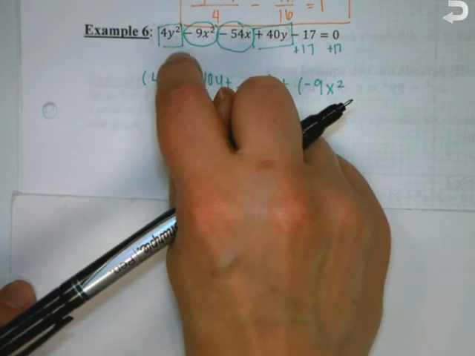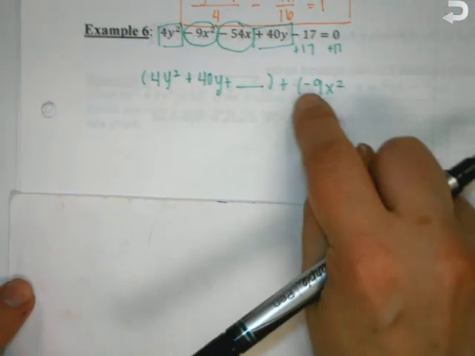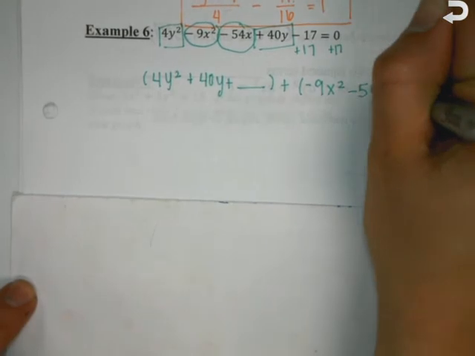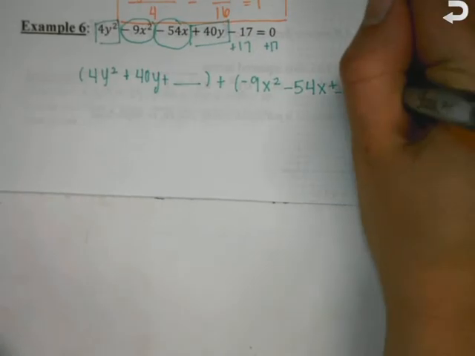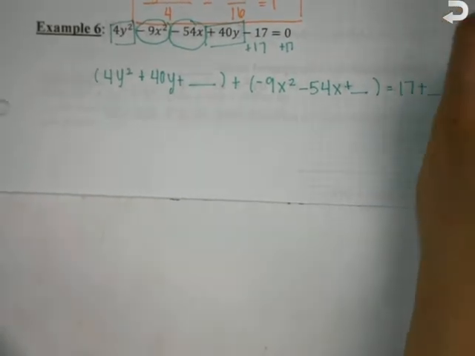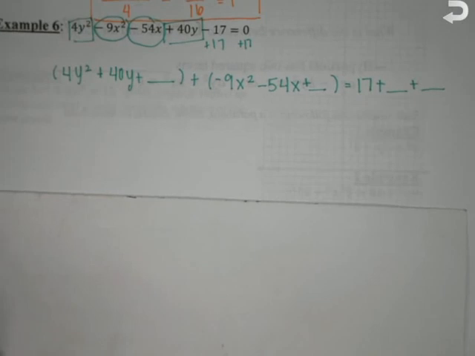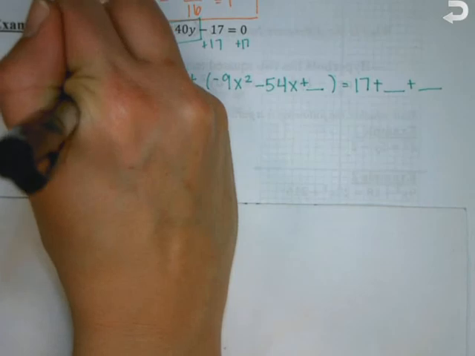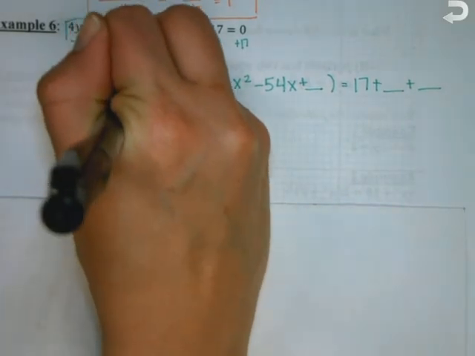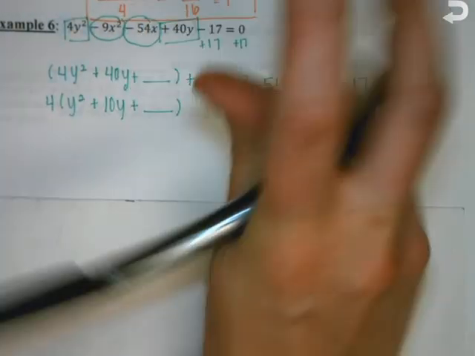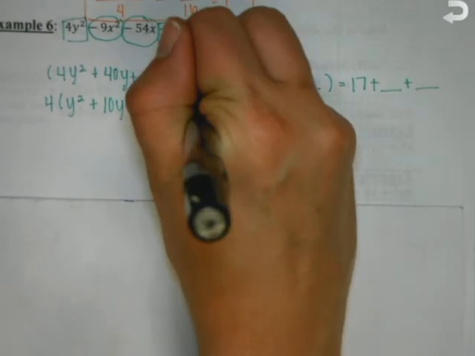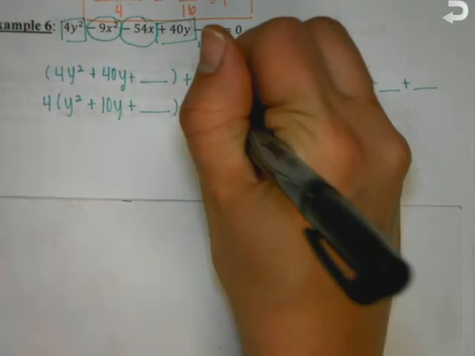Okay. Now what do I want to do? Take out the 4. So that's going to be y squared plus 10y plus blank. And then what do I want to take out here? This is where the negative comes in. So I'm going to take out the negative 9. And that's going to give me x squared plus 6x plus blank equals 17 plus 4 times blank minus 9 times blank, right?